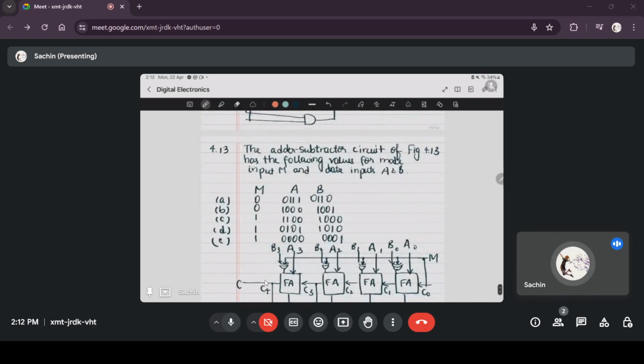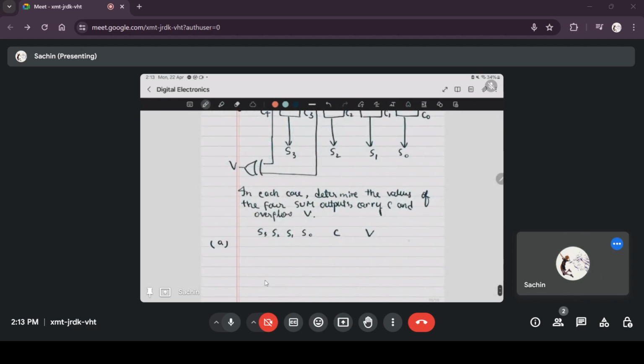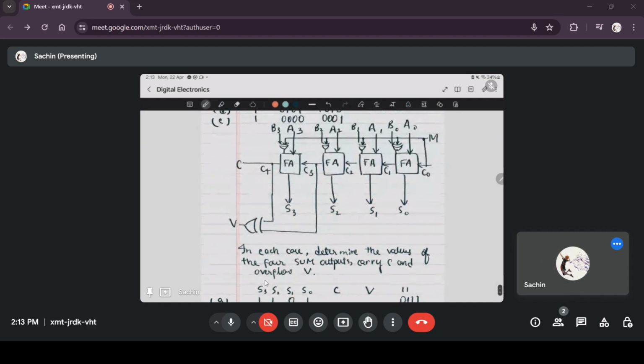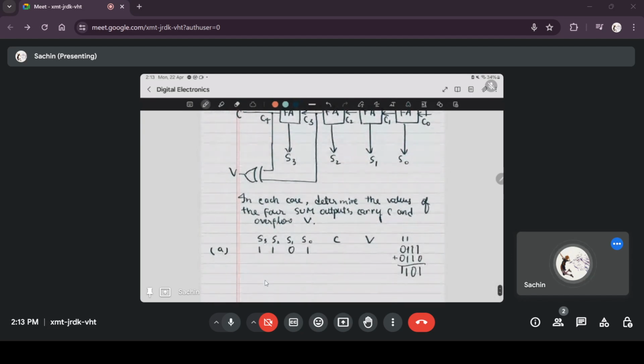First case, M is 0, so it's an addition. You're adding 7 to 6, it's 13. The sum you will get is 1101. So it's 0111 plus 0110. 1 plus 0 is 1. 1 plus 1 is 0 with 1 carried over. 1 plus 1 plus 1 is 1 with 1 carried over. So the sum is 1101. Carry out is 0.